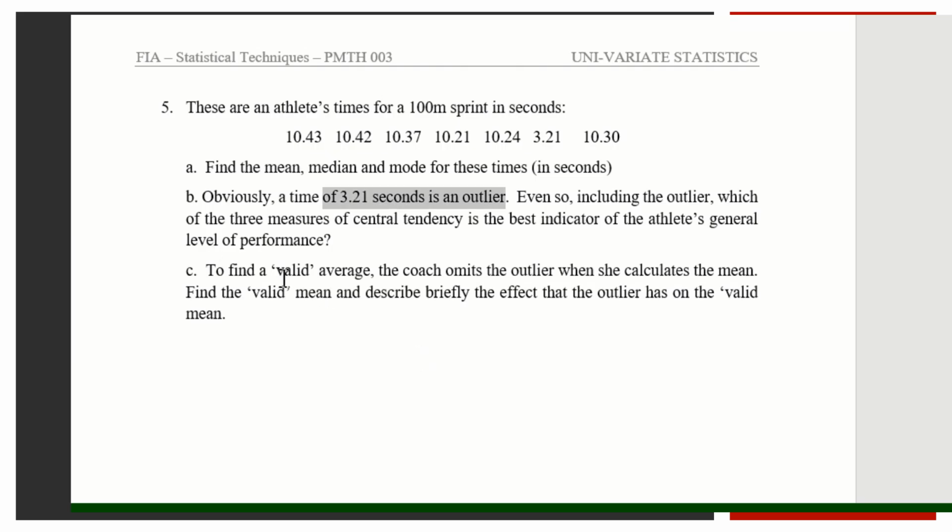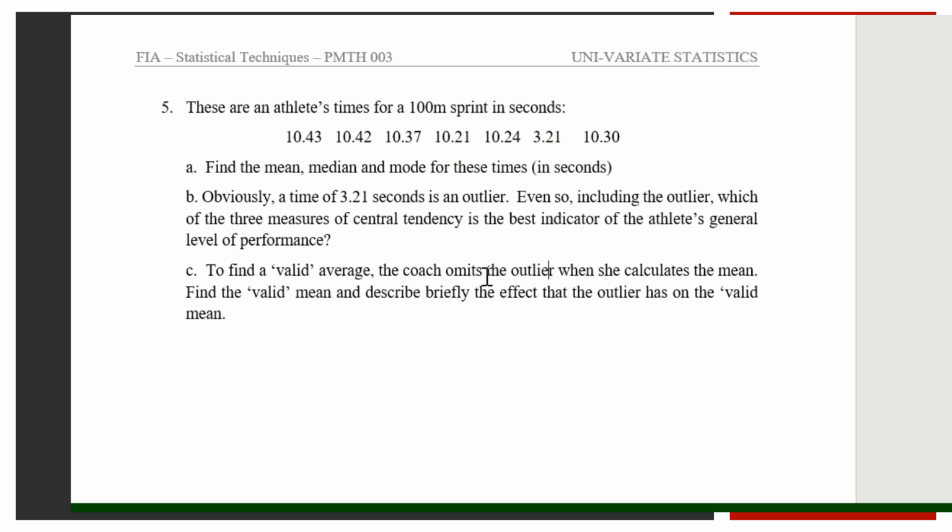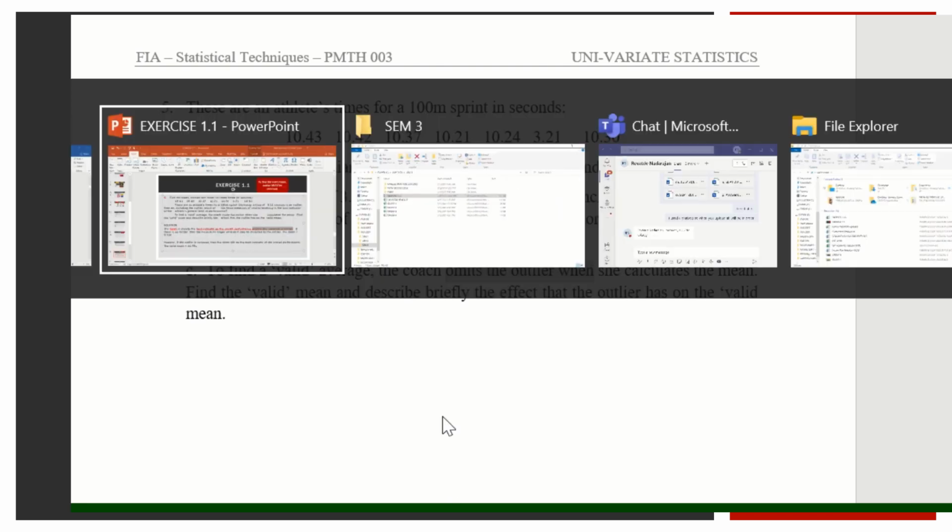Now, to find the valid average, look at the word valid. This is a word always ignored by students. The word valid basically means justified, that means correct. Here they already told you to omit the outlier. In your exam, they won't tell you. They'll just ask you to calculate the valid mean and standard deviation. Students always ignore the word valid. Whenever you see the word valid, you need to remove the outlier. Understand? So you take out the 3.21 and calculate the new mean.